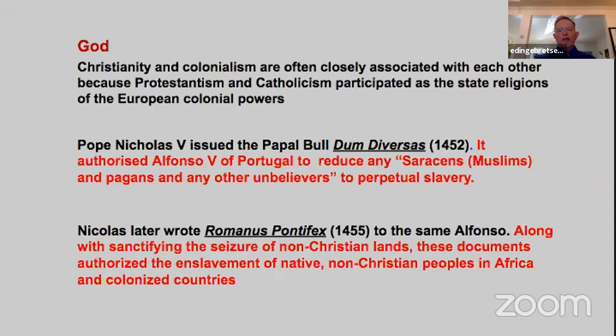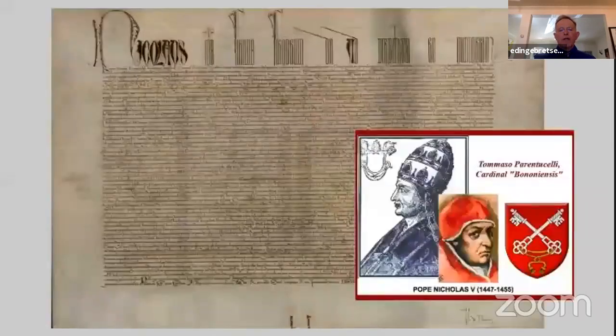Along with sanctifying the seizure of non-Christian lands, these documents authorized the enslavement of native non-Christian peoples in Africa and colonized countries. Later we'll see that they renege on this because they want to bring Africans in, but they don't want Africans who have been in from Muslim countries because they think that Islam will contaminate the Christianity.